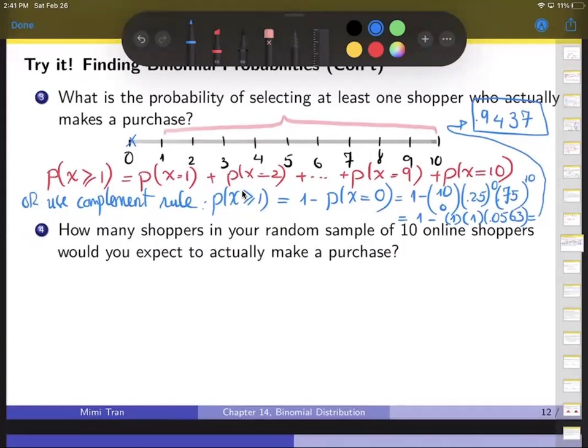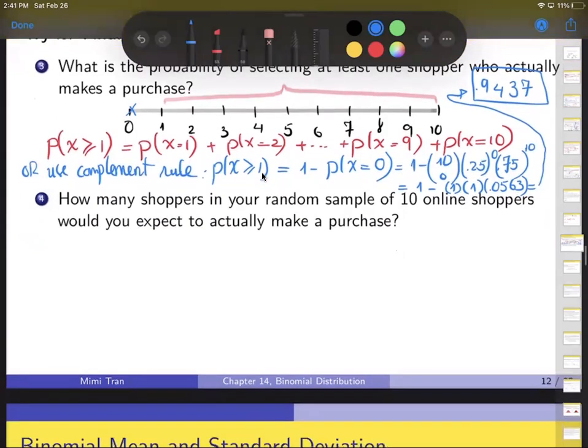All right. Number 4, how many shoppers in your random sample of 10 online shoppers would you expect to actually make a purchase? I'll give you a second to do this one. Or you can pause it, right? How many shoppers in your random sample of 10 online shoppers would you expect to actually make a purchase? Well, I'm going to show you a formula, which you see on the next slide. But before I actually show you the formula, I want to explain it to you. Expect to actually make the purchase.